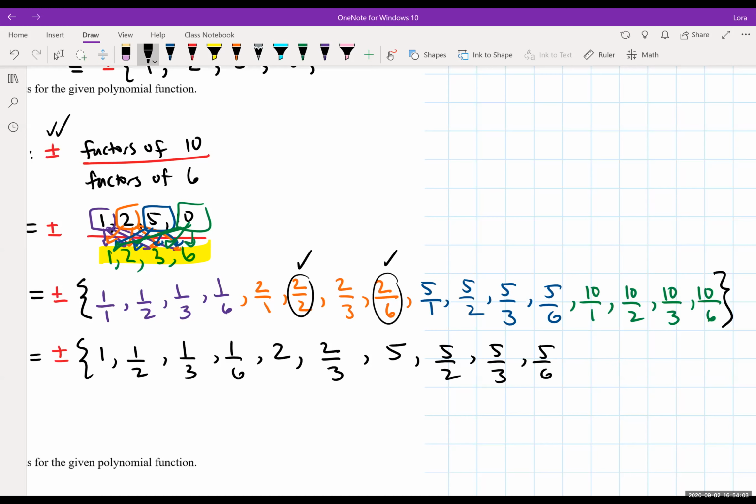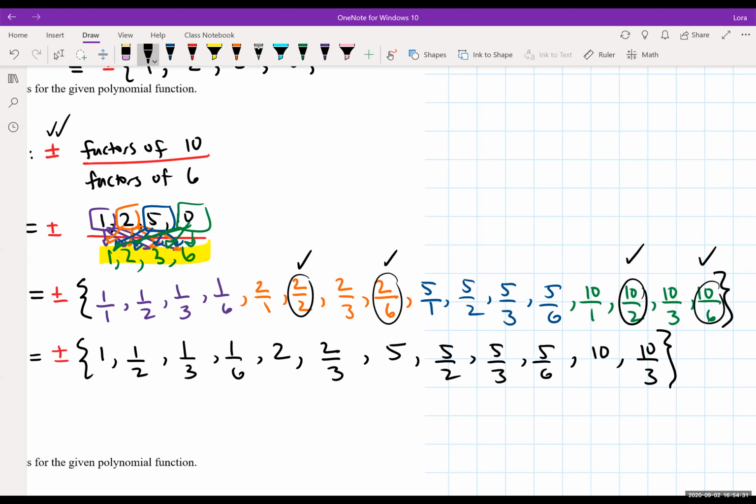I'm going to look at 10 over 1. We haven't written that down. Now 10 over 2, that is a 5. We've already written that. 10 over 3, have not written that down. And double checking 10 over 6, if I'm not mistaken, that becomes 5 over 3. We've already written that down. So finally, we have the list of factors.